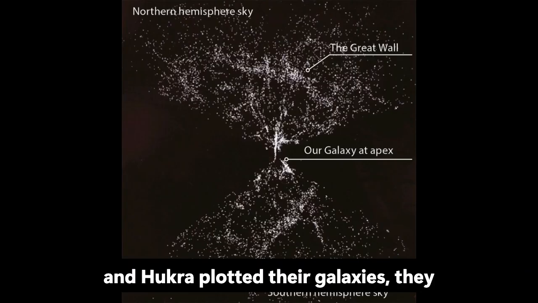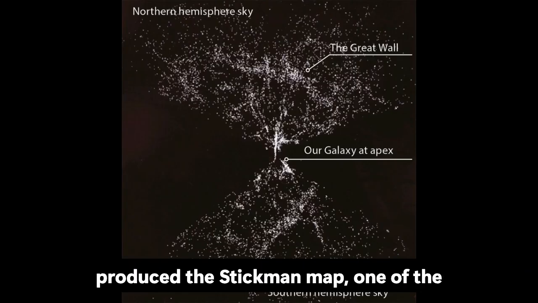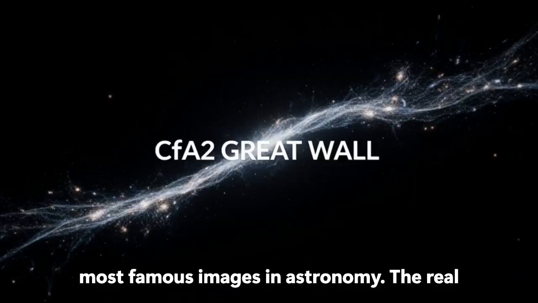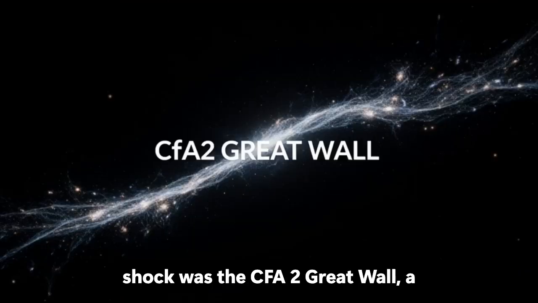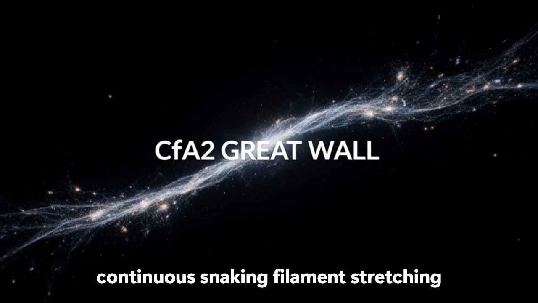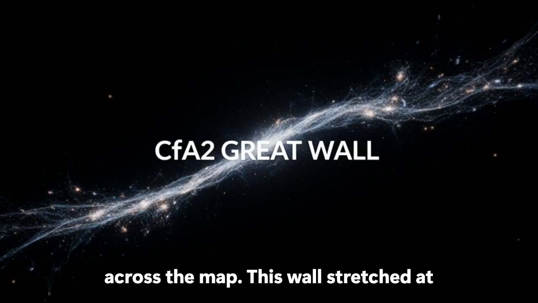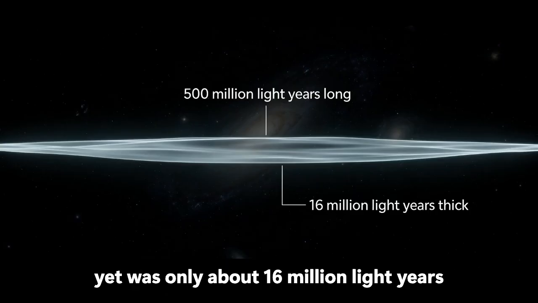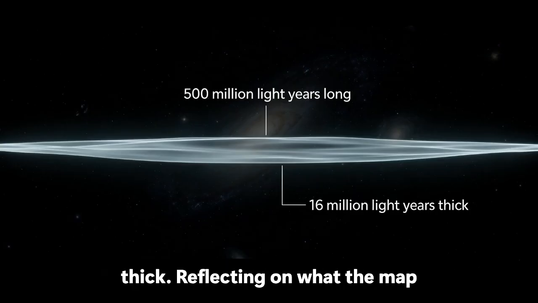When Geller and Huchra plotted their galaxies, they produced the Stickman map, one of the most famous images in astronomy. The real shock was the CfA2 Great Wall, a continuous snaking filament stretching across the map. This wall stretched at least 500 million light-years in length, yet was only about 16 million light-years thick.